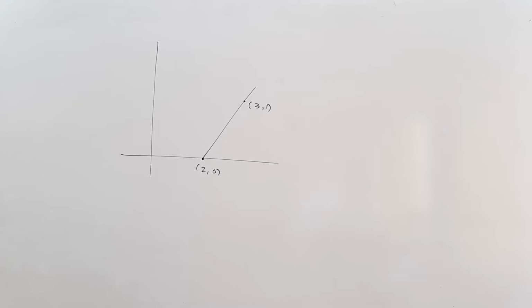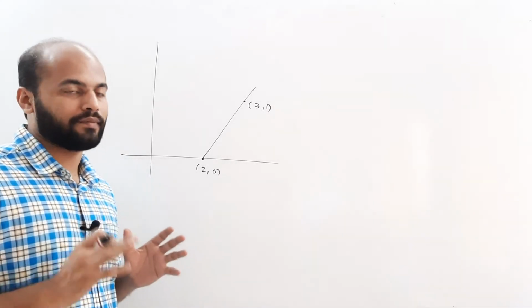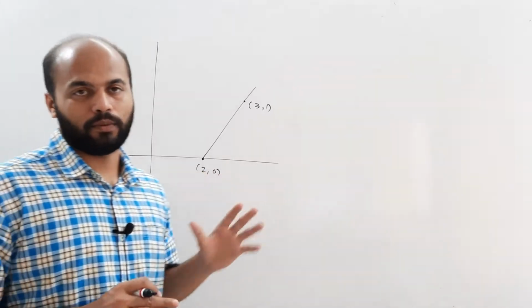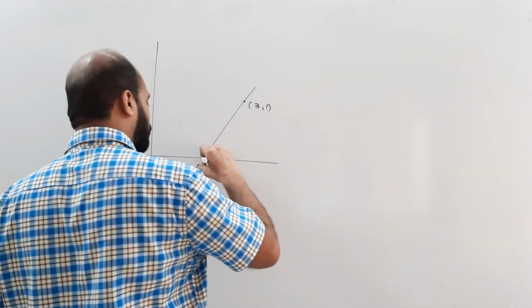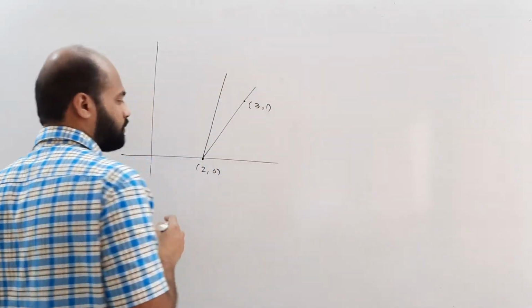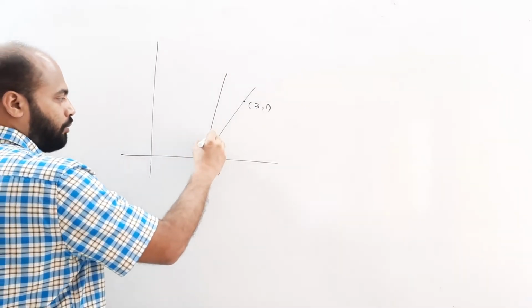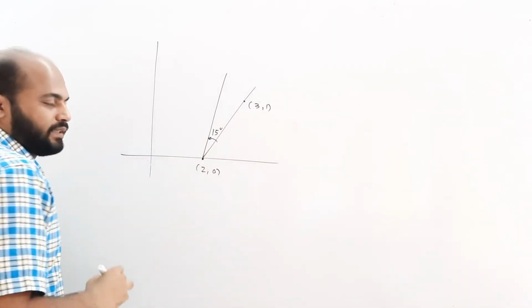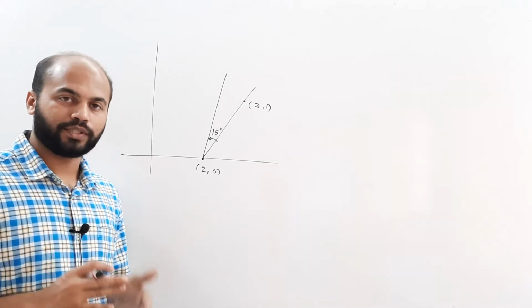Let's take another interesting problem. Now this is a line given to us, and 2 points on this line are given to us, that is 2 comma 0 and 3 comma 1. And now what is told is this line is rotated about this point, keeping this point fixed. So this point is fixed and about this point it is rotated. And how much? By 15 degrees. Now the point is we have to find the equation of this line in the new position.